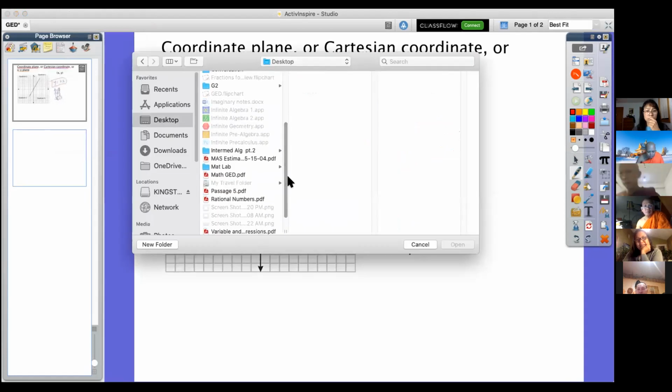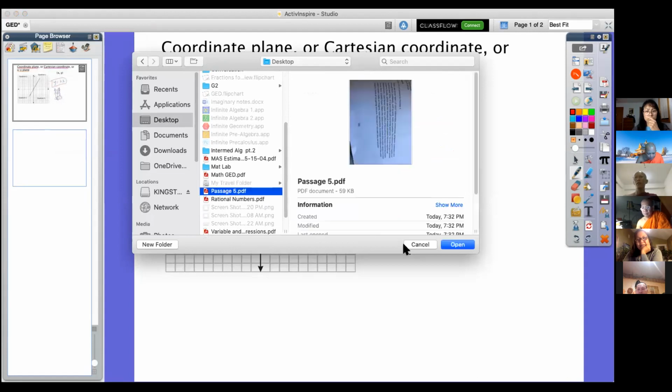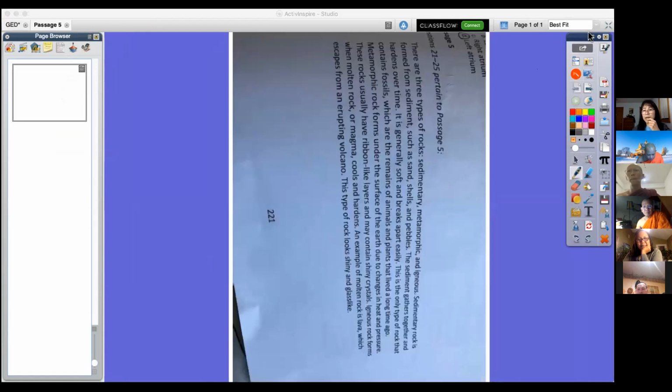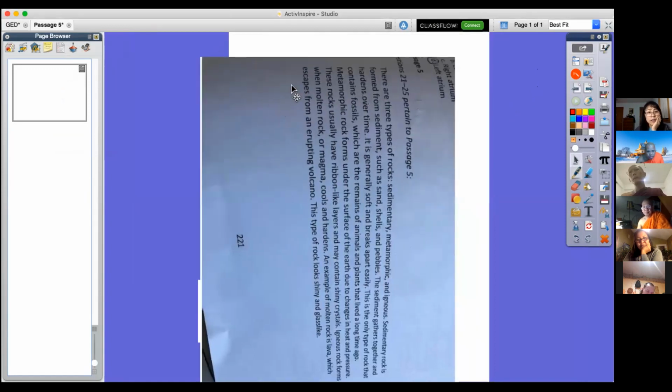Where is it? Passage 5. She said passage 5, so I'm doing passage 5. And now you send it to me like this, so I don't know if I can.